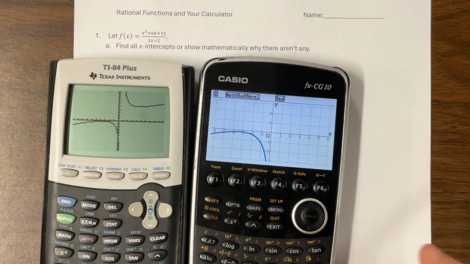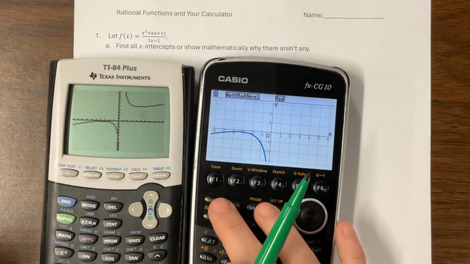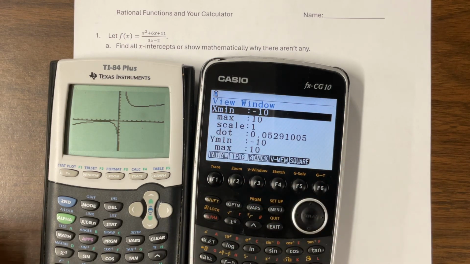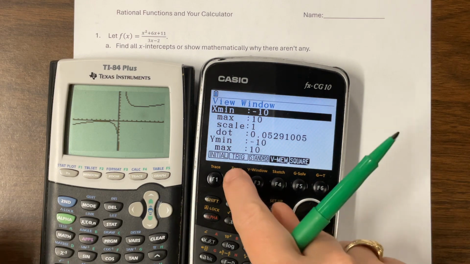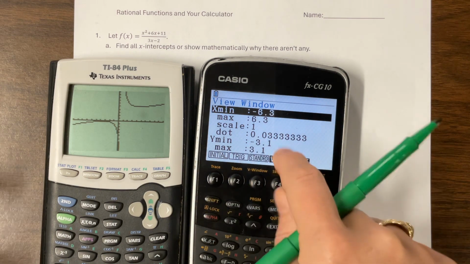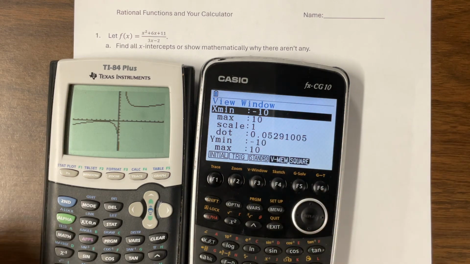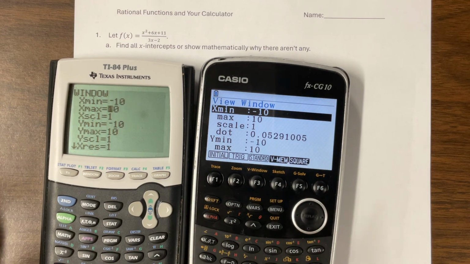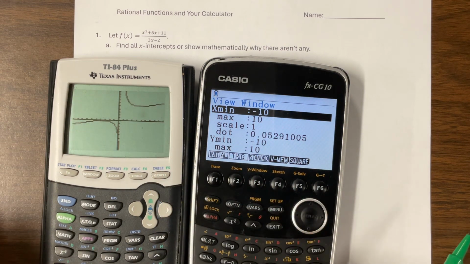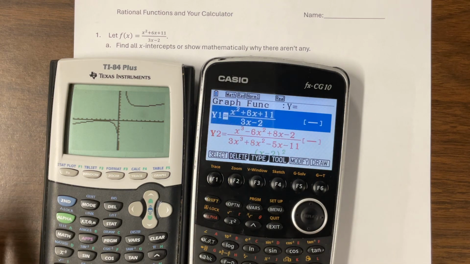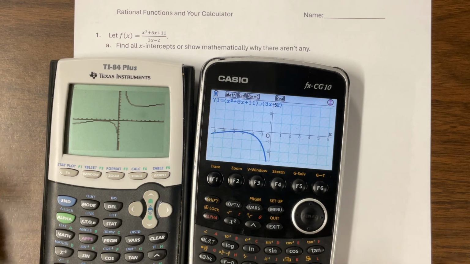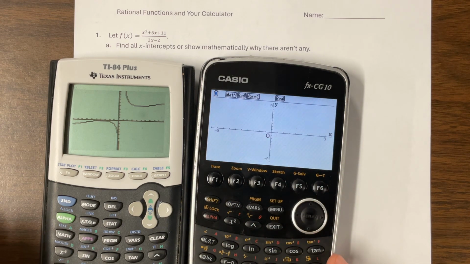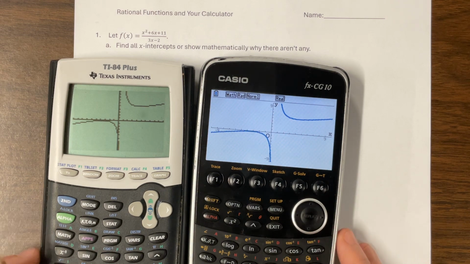On these, what I forgot to tell you is that I like to typically go shift window and then do a standard window for some of these rational functions. It was previously set on the initial window. It's a decent window to start from, and I think this is the window the TI started from. When you looked at the initial one, you couldn't see the whole graph here. But we can always go window standard, which gives me -10 to +10. Draw that. Okay, and now those two equations match.